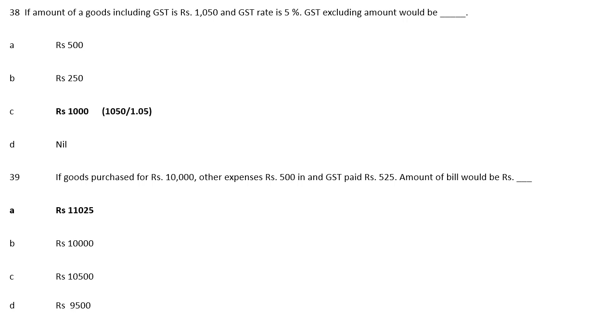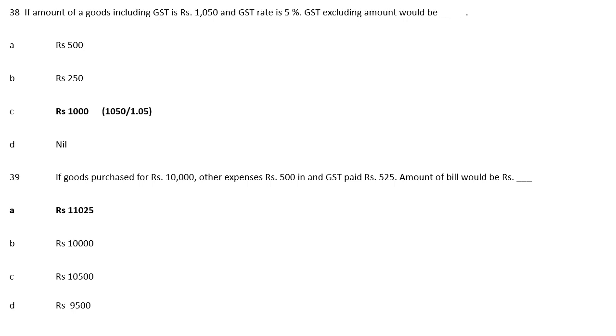The correct answer here is option C, 1000. How we got that? You have to just calculate 5% on 1050 and you will get your answer as 1000. Good, next question number 39.